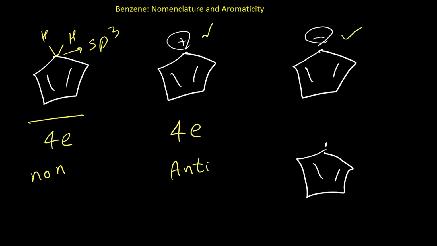So this is 1 electron. But negative charge always is 1 lone pair. So we have 6 electrons here. So then this anion is aromatic. Sometimes instead of putting positive or negative charge on one carbon, they put it in the ring.